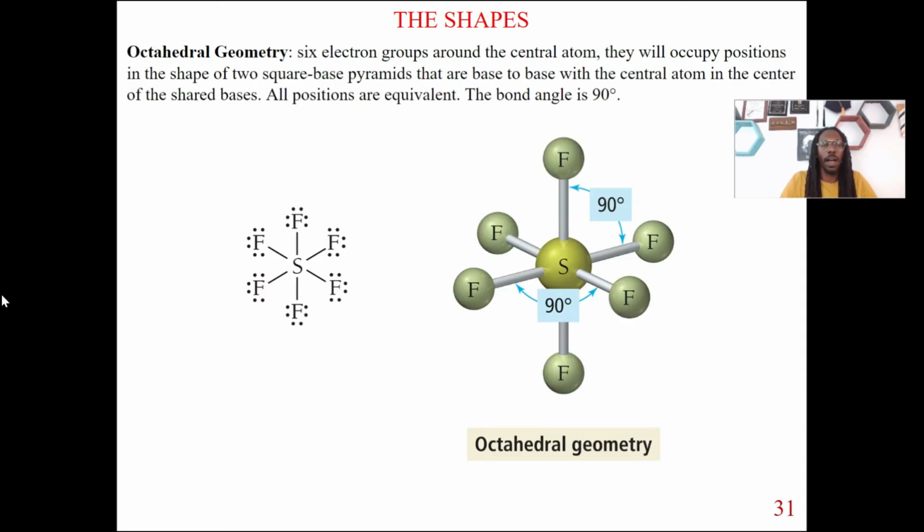And then we have octahedral geometry. This is when we have 6 electron groups around our central atom. Because they're octahedral, they're all going to have a 90-degree angle. But in this case, we have 6 of them. When we look at SF6, I have 4 around my plane, and then I have 2 in my axial position. This is always the case for octahedral geometry.